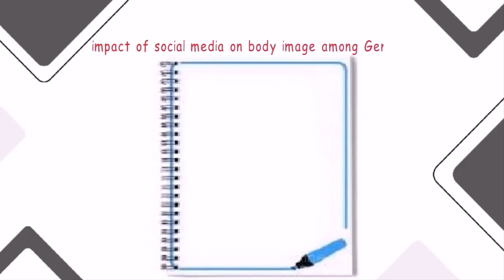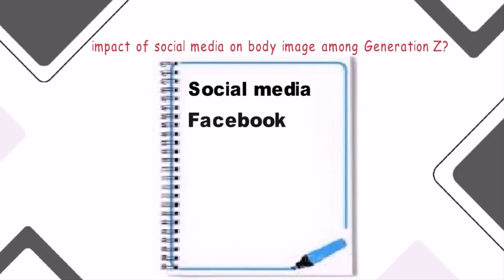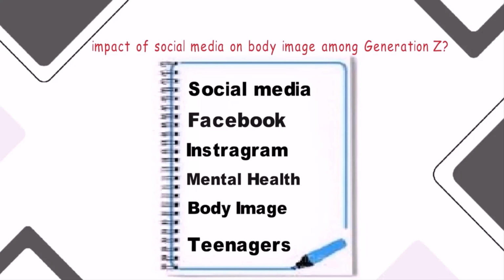Okay, so obviously you are searching for literature related to your topic. Start with creating a list of keywords on your topic. For example, our topic is, what is the impact of social media on body image among Generation Z? So the list of keywords could be: social media, Facebook, Instagram, mental health, body image, teenager.